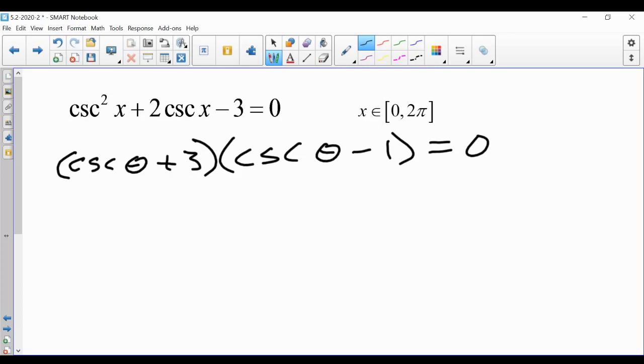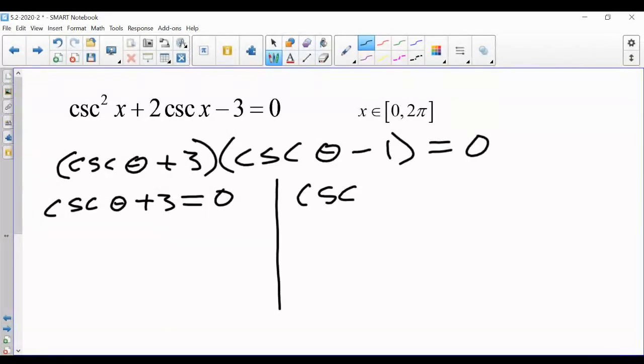So yesterday we said, if you factor it the way we factored it, then we can now use a zero product law. We can now say that the cosecant of theta plus 3 equals 0, and the cosecant of theta minus 1 is equal to 0. That's just a zero product law there. It says that if I multiply these two things and I'm getting 0, then one of them has to be 0. That's all a zero product law really says.